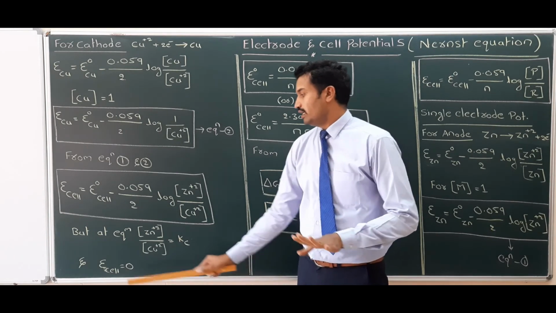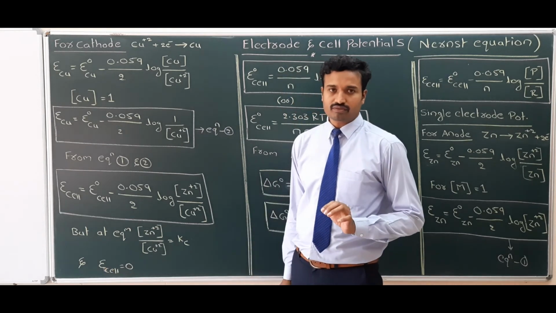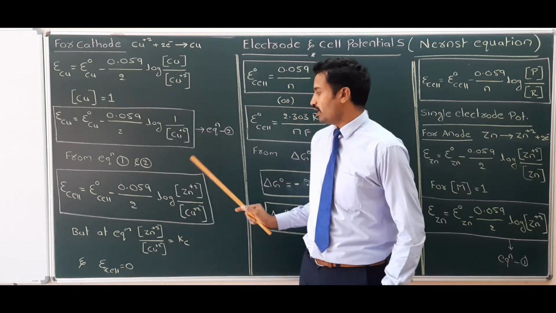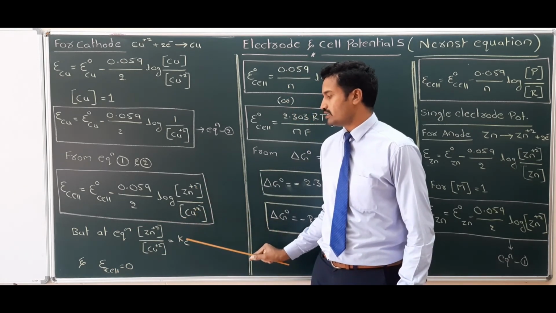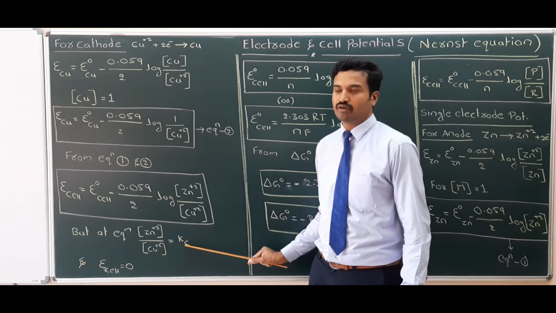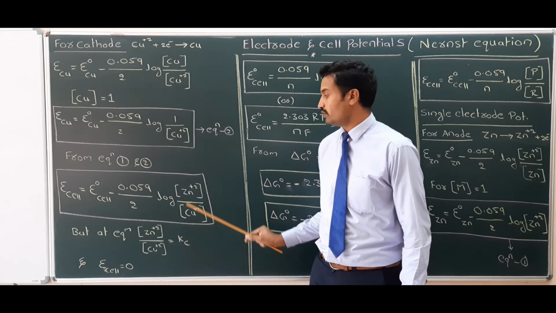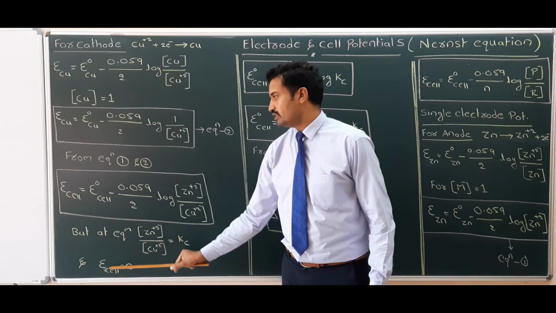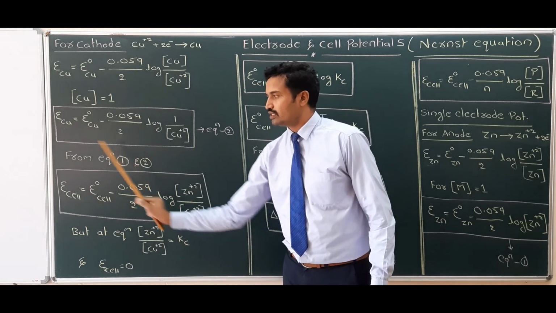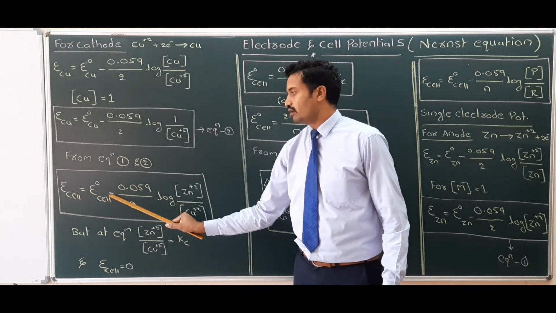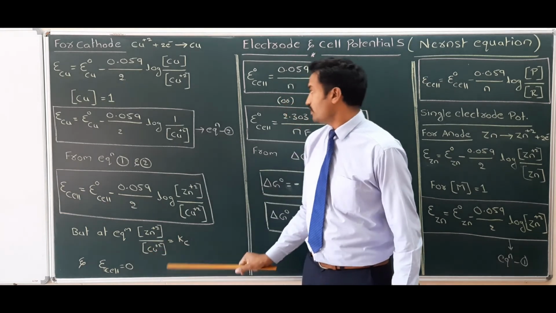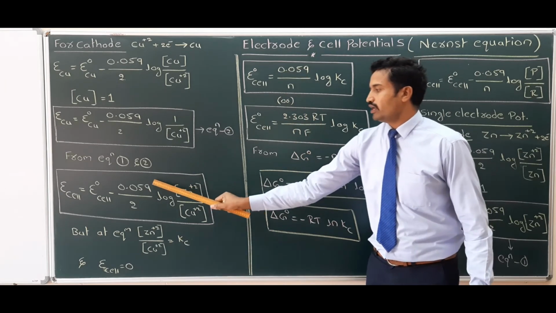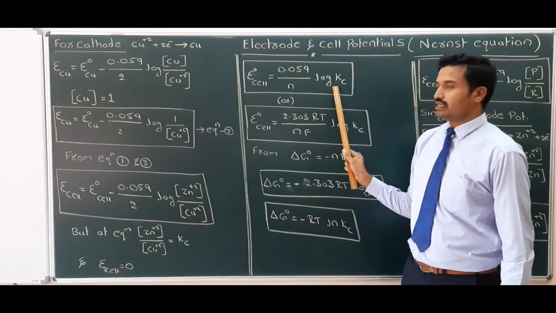At that stage, the E cell value is 0. The change in potential value is 0. So at equilibrium E cell value is 0, and product concentration by reactant concentration is taken as Kc, the equilibrium constant with respect to concentration. If E cell value is 0, then E naught cell is equal to, the reaction being on the other side, minus becomes plus. Then the equation is E naught cell is equal to 0.059 by 2 log Kc.